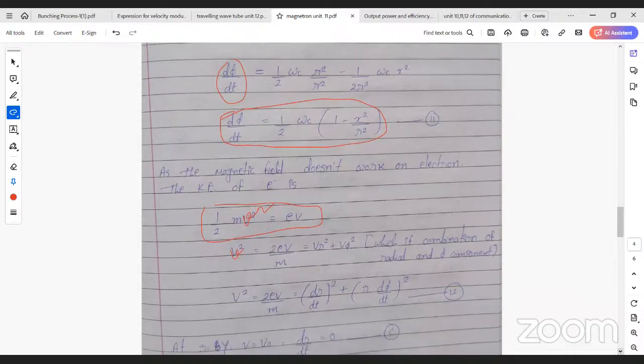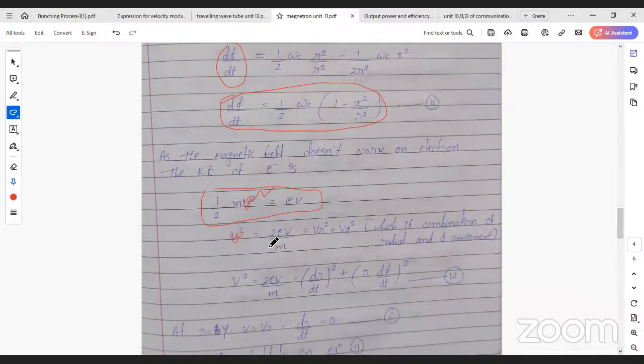Next, this 2eV by m is a combination of both the radial part and phi. From that, I am writing the radial velocity and the phi angle velocity. V r is represented with dr by dt. V phi is represented with r times d phi by dt, whole square.